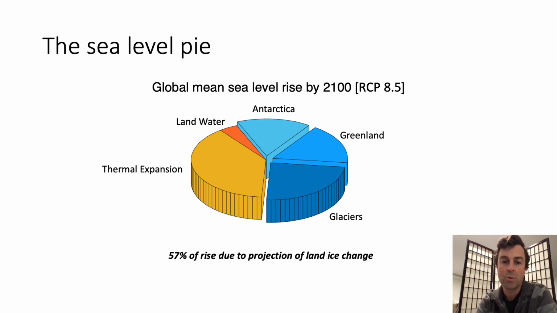But the large majority of changes in sea level come from changes in land ice, from the Antarctic ice sheet, from the Greenland ice sheet, and from glaciers, almost equally from each of the three. If we just look at land ice alone, it accounts for about 60% of all future projections of sea level change. But if it's uncertainty that we're interested in, it's a bit of a different story.